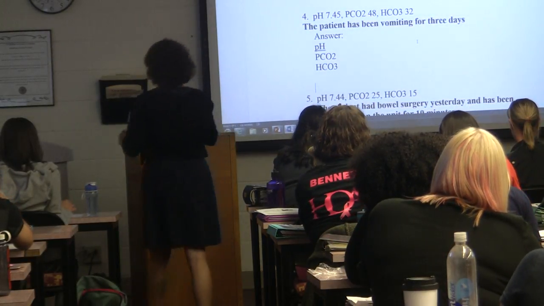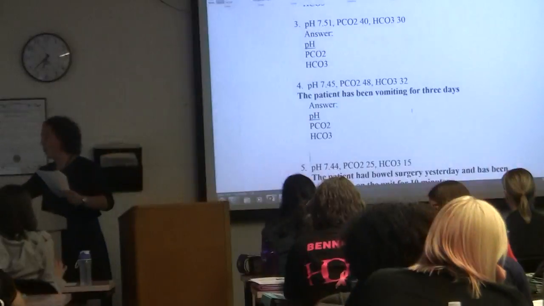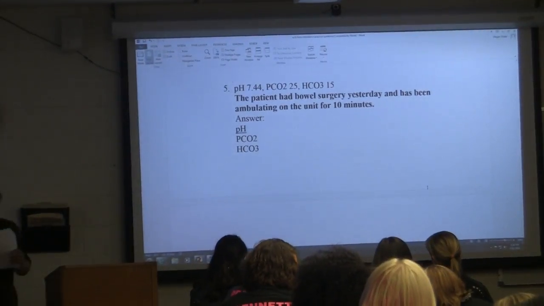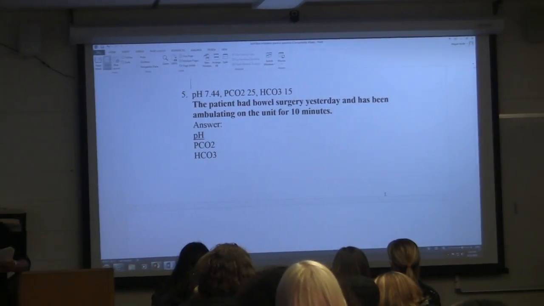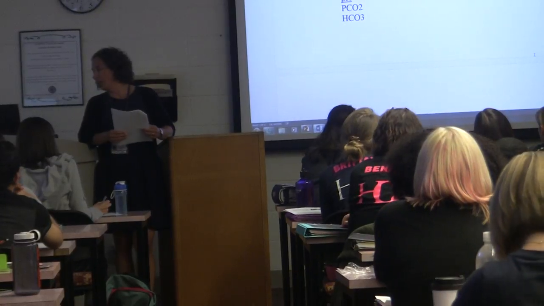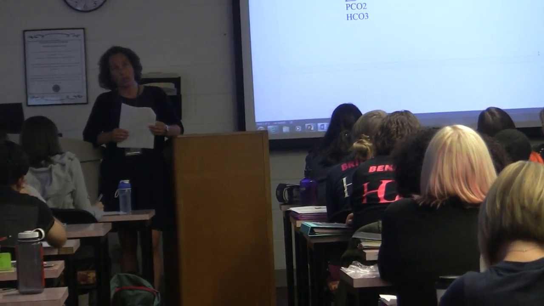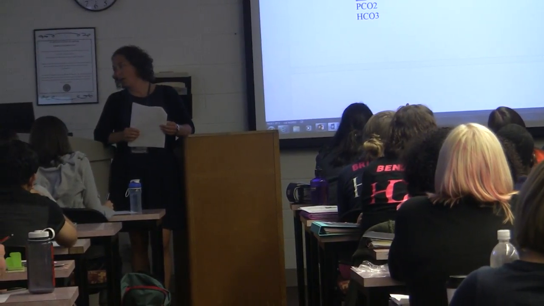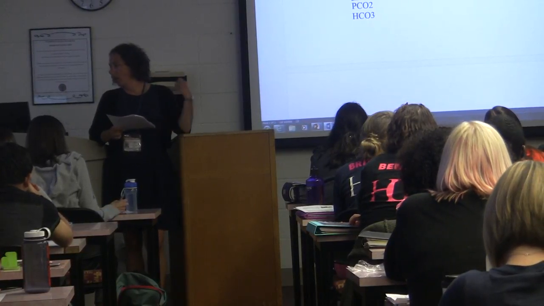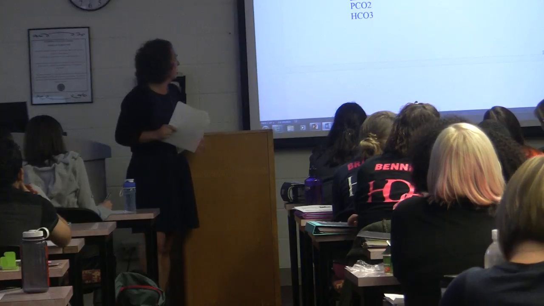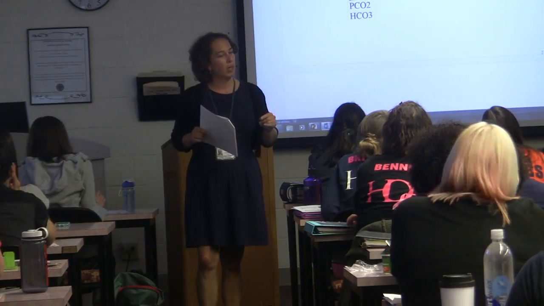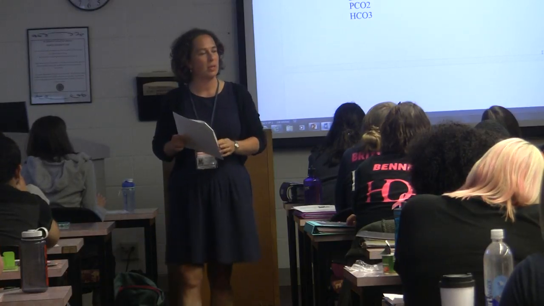So let's go down to, and I think I gave you this one actually, pH is 7.44, which is normal. Okay. The CO2 is 25, which is low, and the bicarb is okay. And tell me what you see up here that you know about this patient. What are we looking at here? What state are we in in terms of acid base?